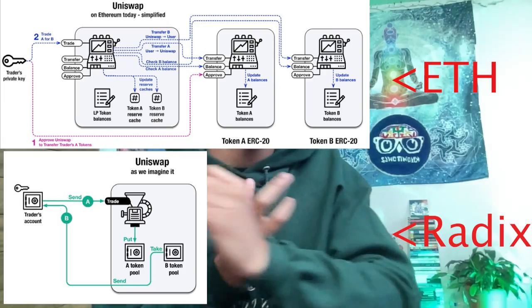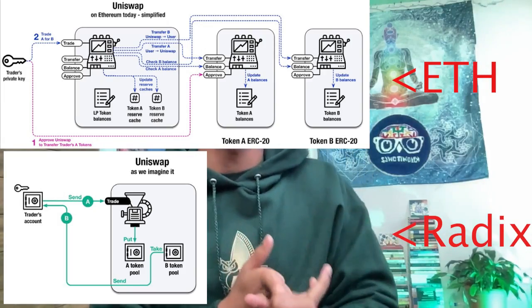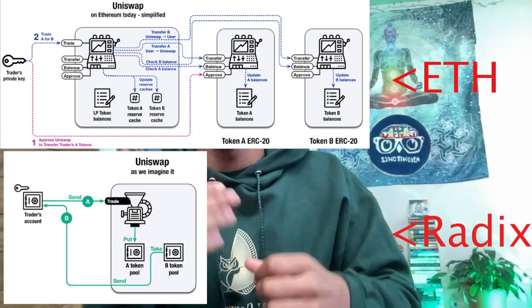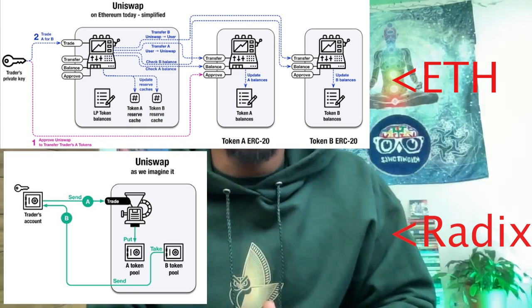If you look at Uniswap built on Ethereum versus Uniswap built on Radix, it's 75% less lines of code. And it's easier to understand to a novice. So it's going to encourage more building. The more building there is, the more dApps, the more dApps, the more users, more money, more business.